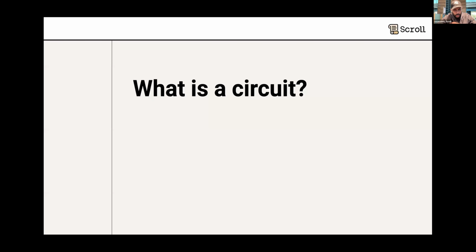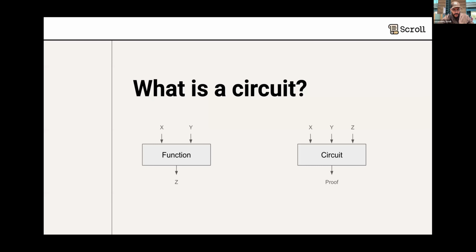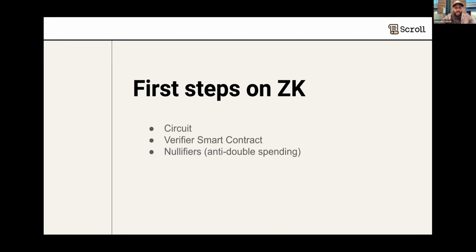So real quick, what is a circuit? I think I spoke about circuits before, and Ahmed will talk about this a little bit as well. Simply put, a circuit is just like a program that has a function. It takes certain inputs, let's say my age, and then in the circuit it checks whether, let's say, I'm older than 18, and if so, it generates a proof. If not, you'll usually get an error that says constraints not met.